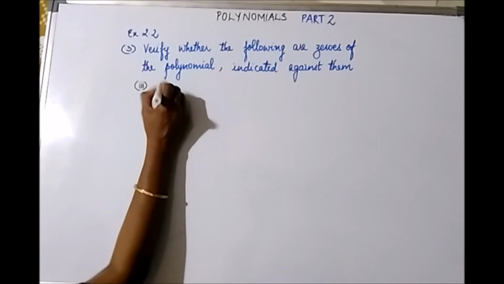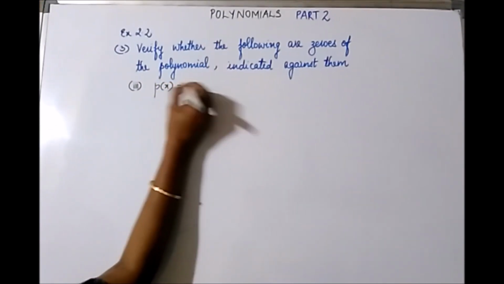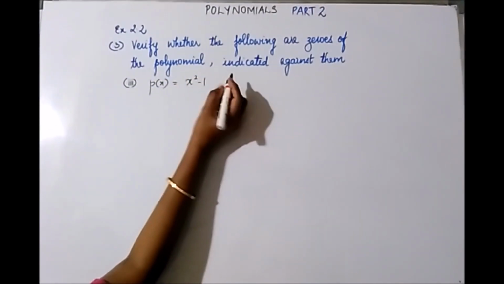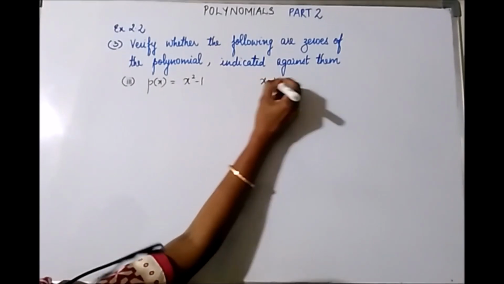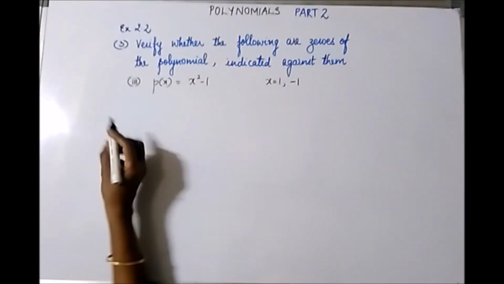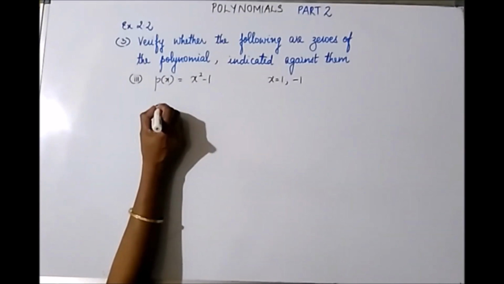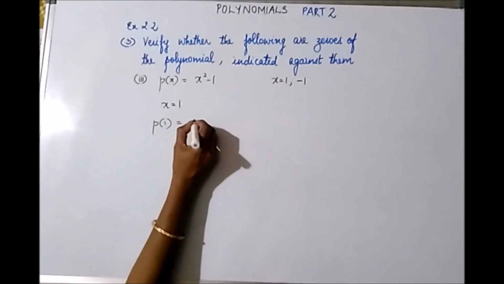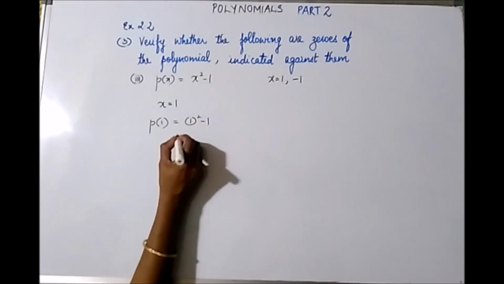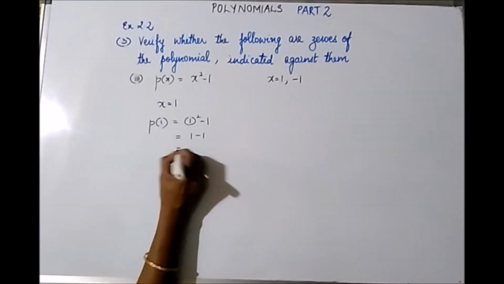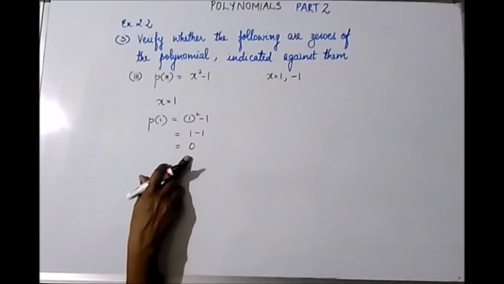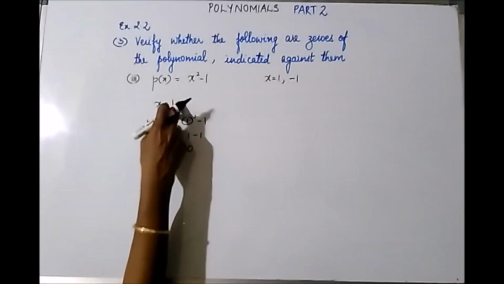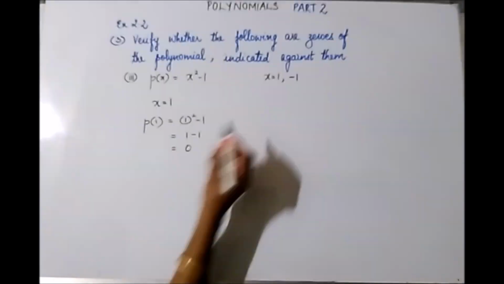Third question. The given polynomial is x square minus 1 and it is given to us x equal to 1 and minus 1. We take the first case, x equal to 1. P of 1 is equal to 1 the whole square minus 1, that is equal to 1 minus 1 is equal to 0. The value of the polynomial is 0, hence 1 is the 0 of the given polynomial.